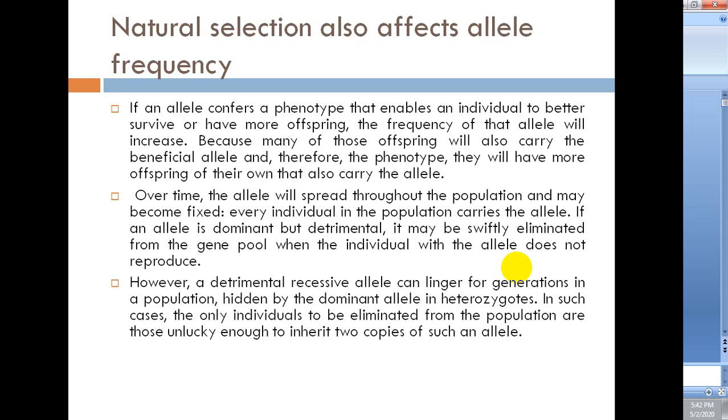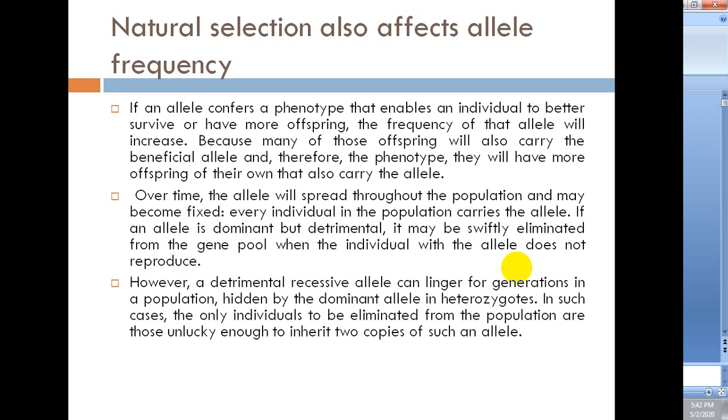If an allele is dominant but detrimental, it may be swiftly eliminated from the gene pool when the individual with the allele does not reproduce. So when one allele is detrimental, that is dangerous for the organism or individuals, whenever the allele is present, the organism will die. So as a result, what will happen? All the organisms with that particular allele will be eliminated from the gene pool.